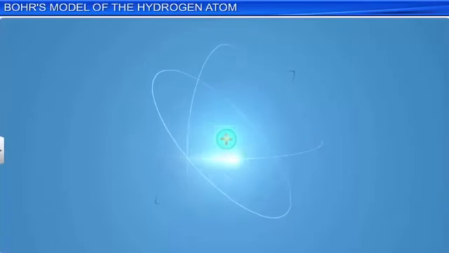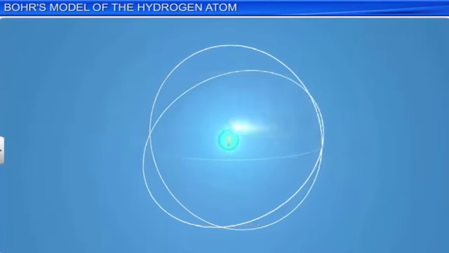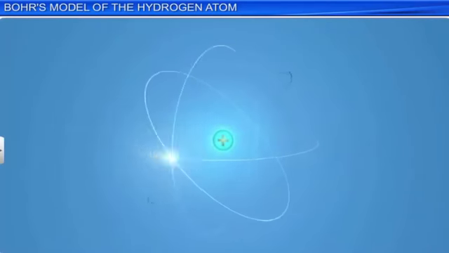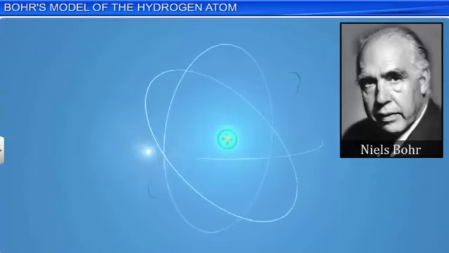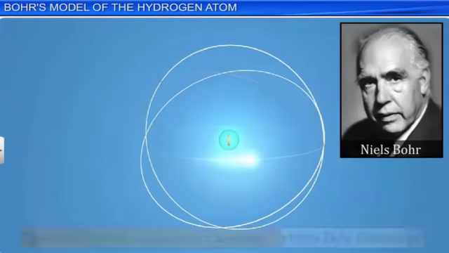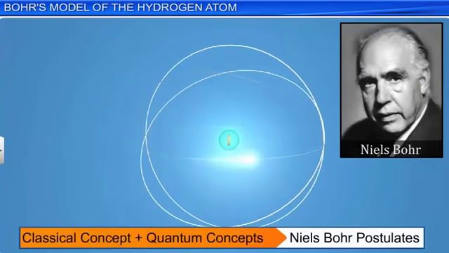In order to overcome these limitations, in 1913, Niels Bohr gave his postulates based on quantum theory of radiation. He combined the concepts of the classical and quantum theories to form the basis of his three postulates of an atomic model.